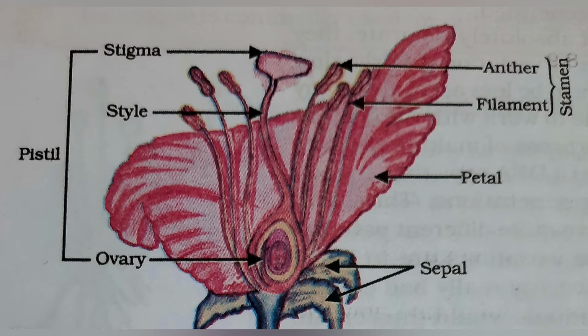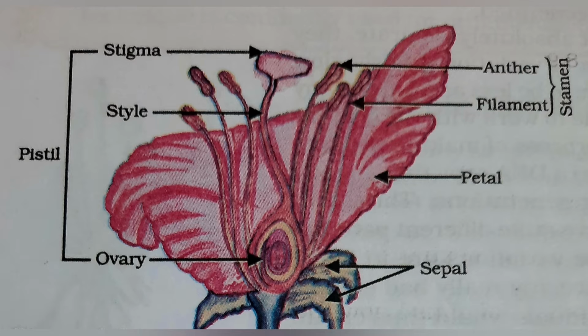Sexual reproduction in flowering plants. The flowering plants are the angiosperms. The reproductive parts of angiosperms are located in the flower. The flower has sepals, petals, stamens, and pistils.